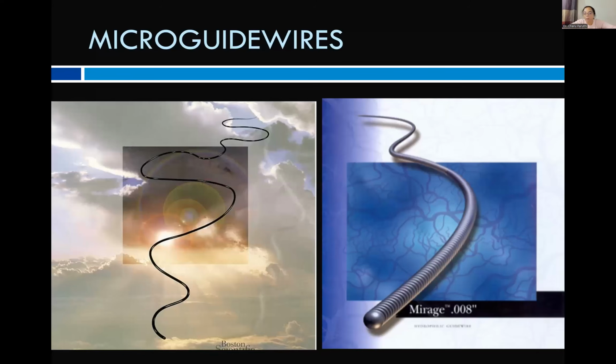Then we have micro guide wires. Again, the principle of the wires is the same, but they are smaller in size. The smallest micro guide wire which is available is 0.08 inch, which is used in very small intracranial catheters.